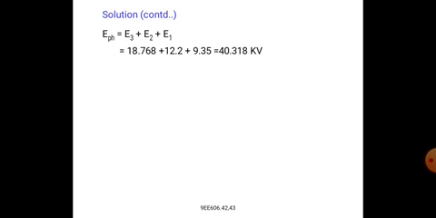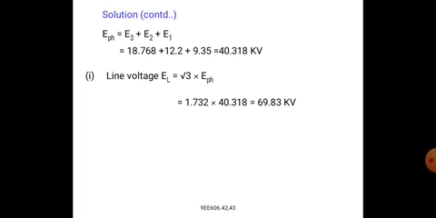This is 40.318 kV. So now we have to find the value of the line voltage. Line voltage EL is equal to root 3 into E phase, that is equal to root 3 into 40.318 kV. So we get the value of line voltage, which is equal to 69.83 kV.